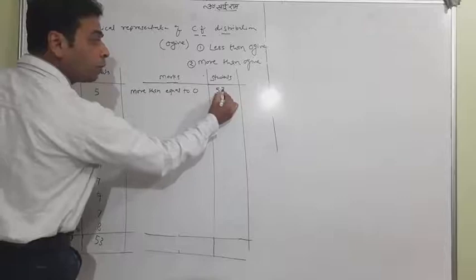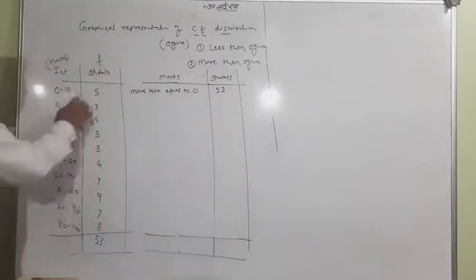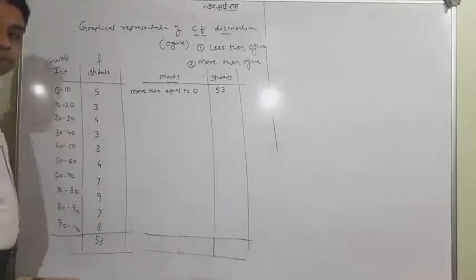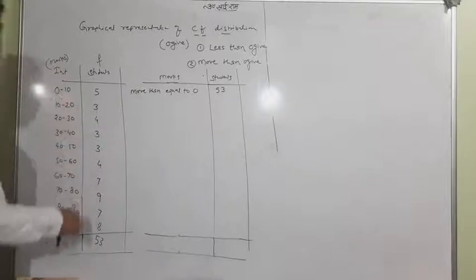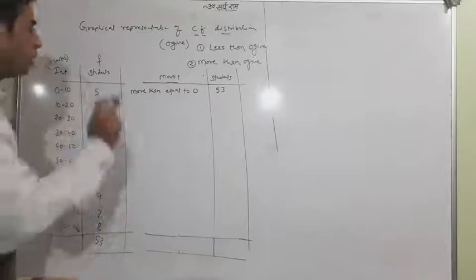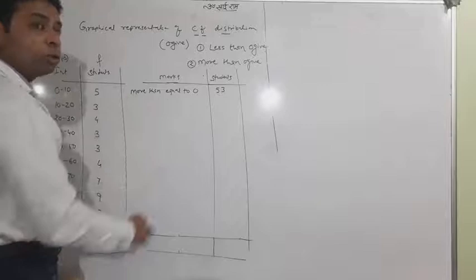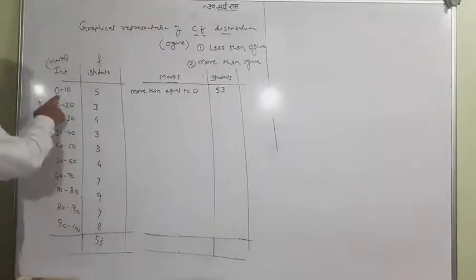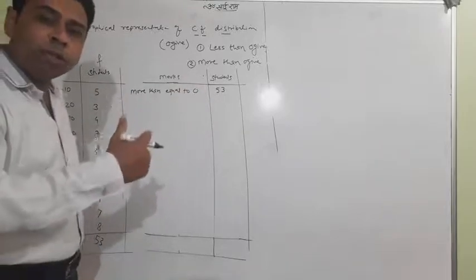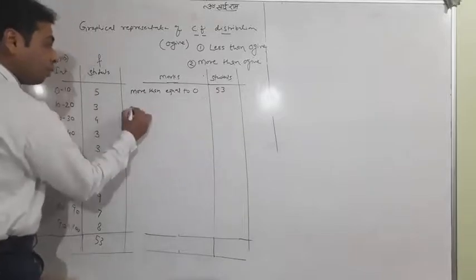This is 53. You just have to understand the language. This is the simple interval: these are the 5 students who got marks between 0 to 10, including 0, excluding 10, so 0 to 9. We say simply 0 to 10. So how many students is that? 5. But what is it? More than or equal to 0, meaning those students who got marks 0 or more, so 0 or more means till 100. So how many students are these? 53.